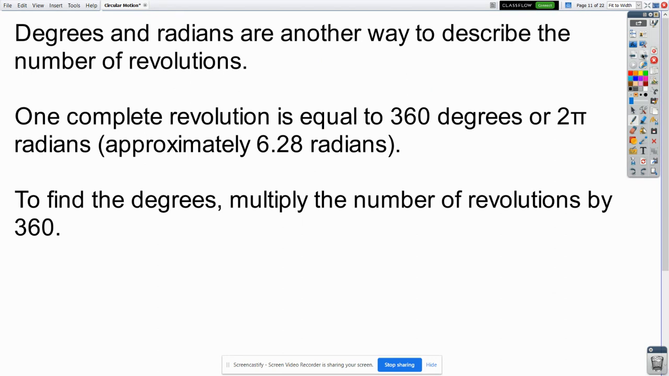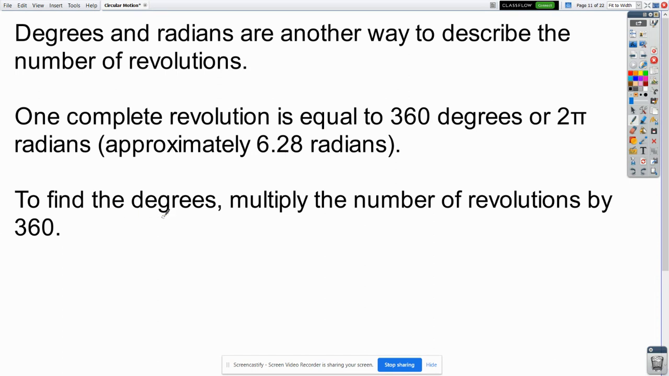Degrees and radians are another way to describe the number of revolutions, how many circles we've completed, but using angles instead. One complete revolution is equal to 360 degrees, or 2 pi, or 6.28 radians. Pi is an irrational number, goes on forever, at least as far as we know. So going to 2 numbers after the decimal point, hundredths place, is perfectly adequate for the calculations that we're going to do. So 2 times pi, 2 times 3.14 would be 6.28 radians.